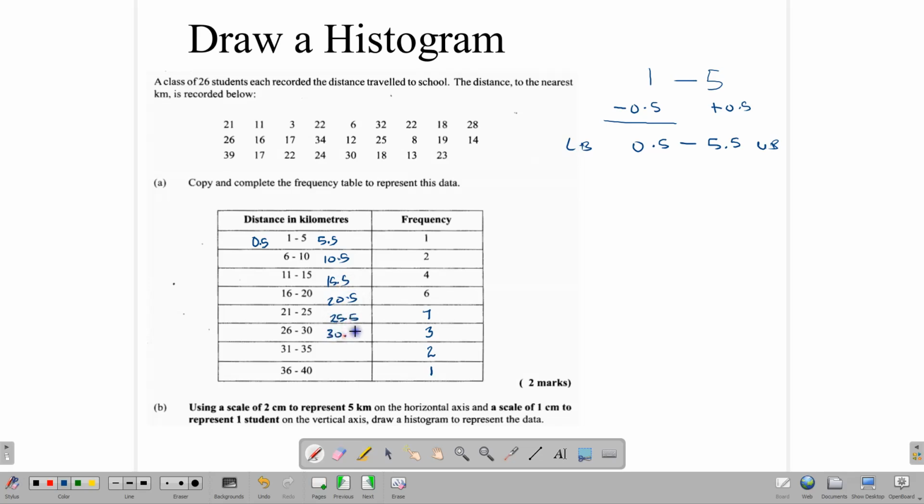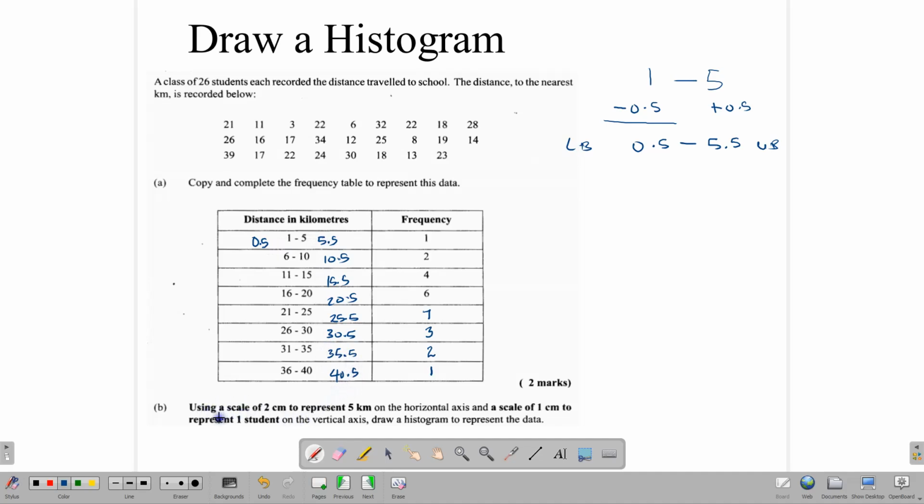Sometimes it will not ask you to put them in, but as the student doing the graph, you should know that you must draw the histogram with the boundaries and not the limits as they appear on the table. So now that we have our boundaries, we start with the lower boundary and continue. We can now go ahead and draw our histogram.